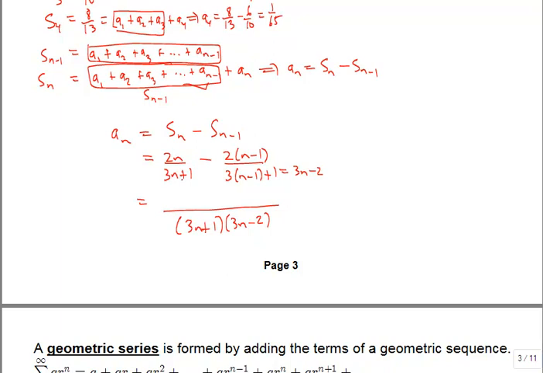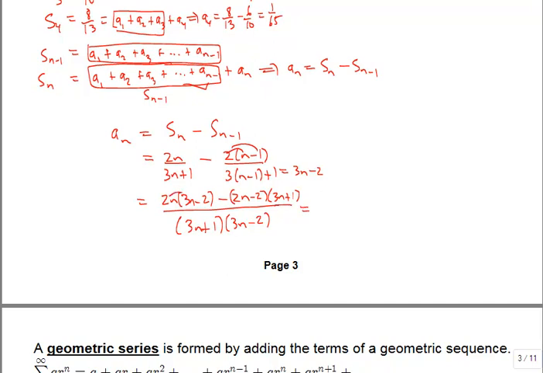This fraction already has the 3n plus 1, it's missing the 3n minus 2. So the numerator would be 2n times that missing 3n minus 2. The second fraction already has the 3n minus 2, it's missing the 3n plus 1. So this would be 2n minus 2, if I go ahead and distribute that 2 across, times the missing 3n plus 1. So let's go ahead and clean that up.